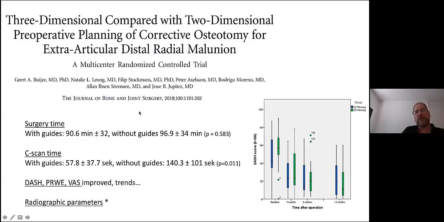What we did was we had 40 patients that we allocated to one group for standard planning, basically pen and paper, and the other group was the process I outlined before.